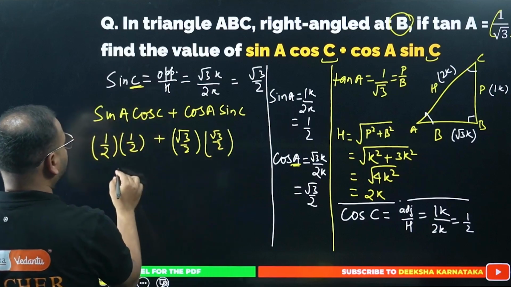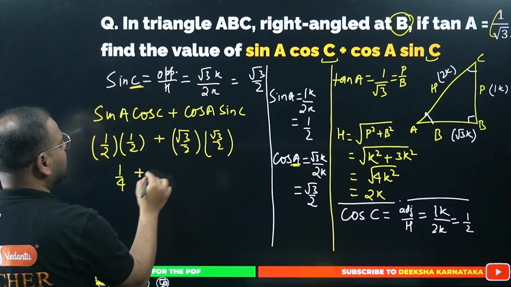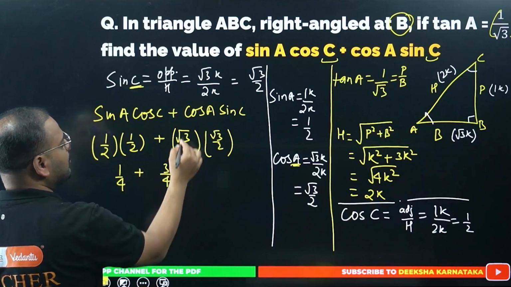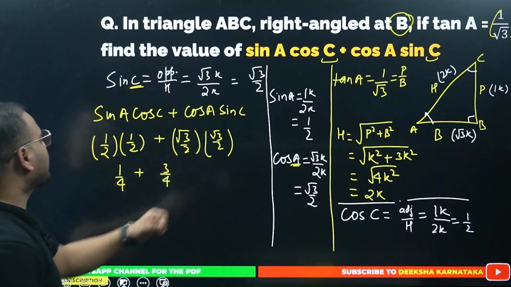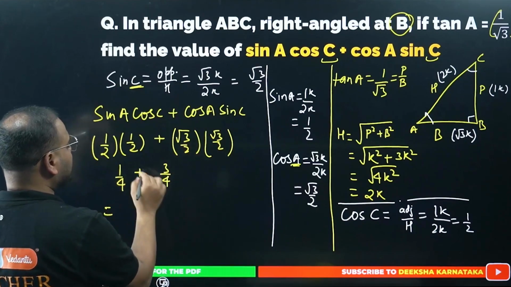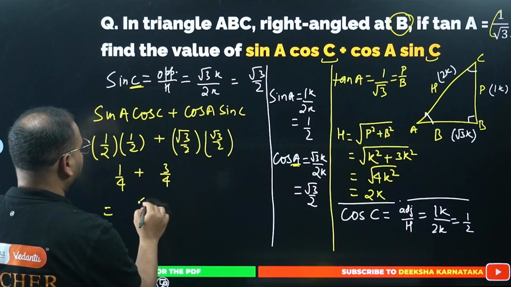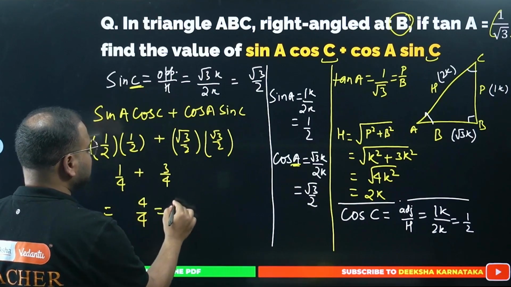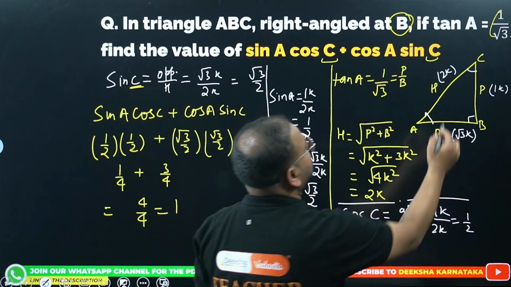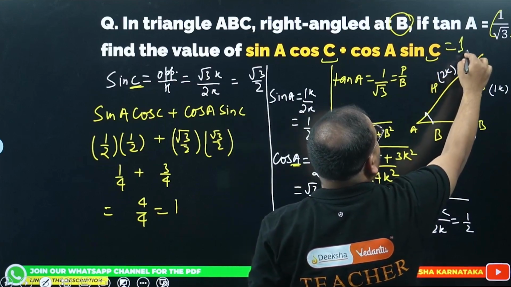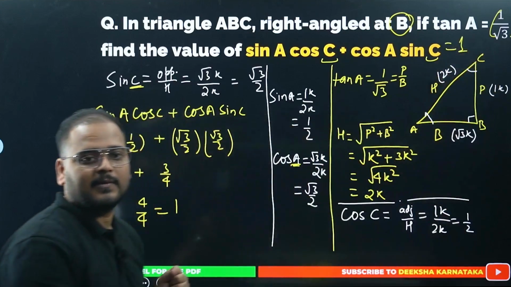Simplify it. 1 by 2 into 1 by 2 is 1 by 4. This will be 3 by 4. Root 3 into root 3 is 3. 2 into 2 is 4. Sum: 1 plus 1 by 4 plus 3 by 4. 4 by 4, sir. Answer is 1, sir. What is my answer? Equal to 1. I hope this is clear.